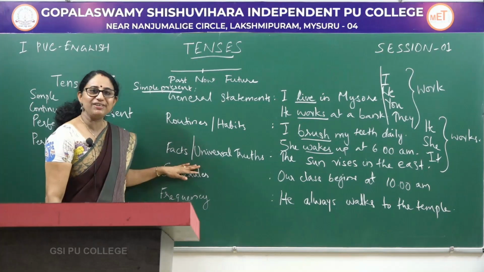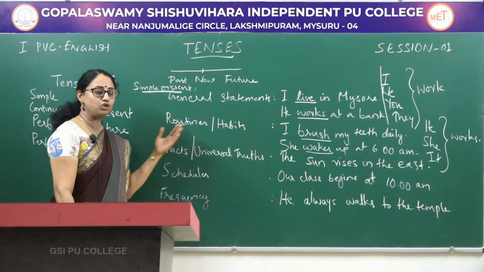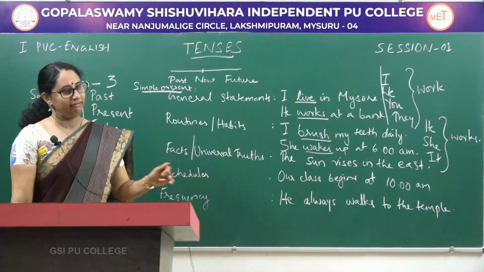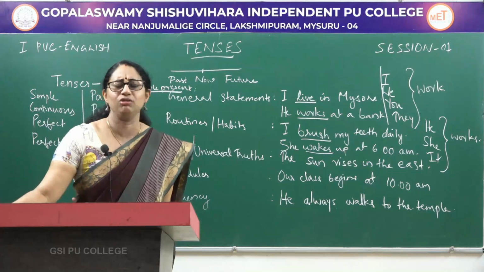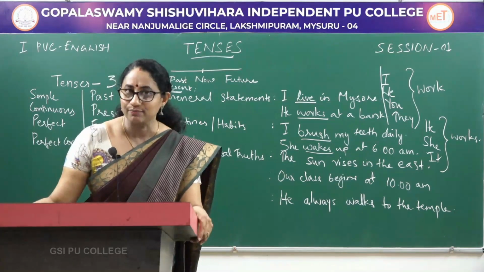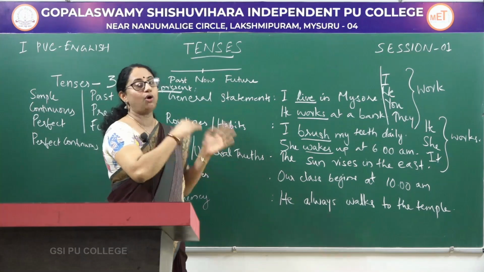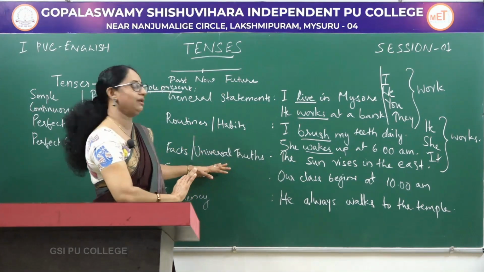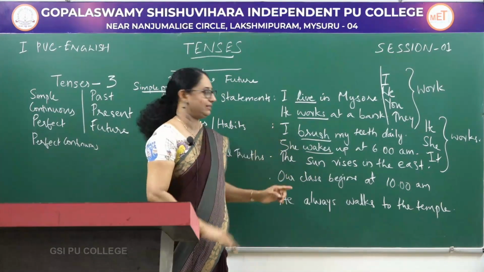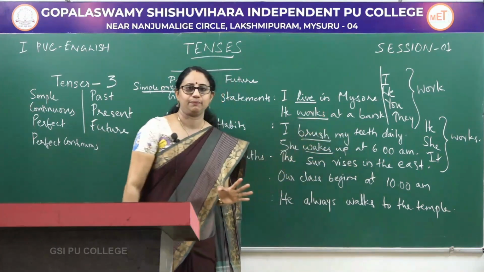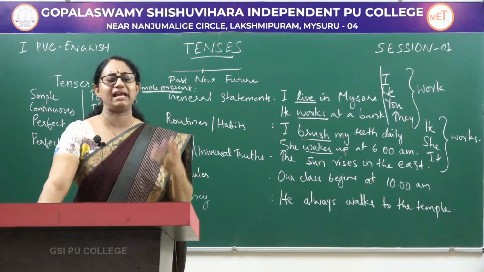Now, the next use of simple present tense is to represent facts or to represent universal truths. Say for example, the sun rises in the east. Just to say it's a universal fact, we all know. Where does the sun rise? The sun rises in the east. So we will not use past tense or future tense. Since it is a universal truth, we have to use simple present tense to indicate that the sun rises in the east or the earth rotates on its axis. So these are all scientific truths.